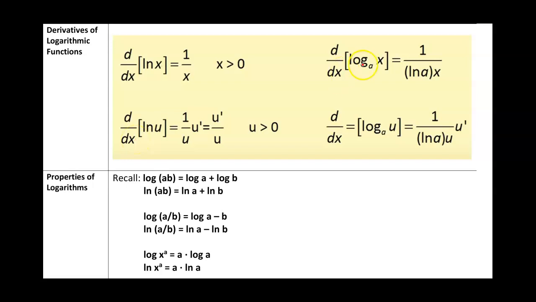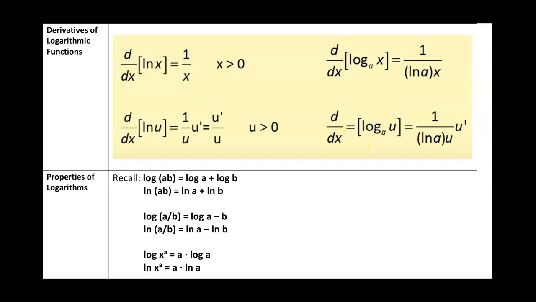The derivative of log base a of x is going to be 1 over ln a times x. And the derivative of log base a of u is 1 over ln a times u, times u prime. We always get that u prime when we have a u term with an x input.